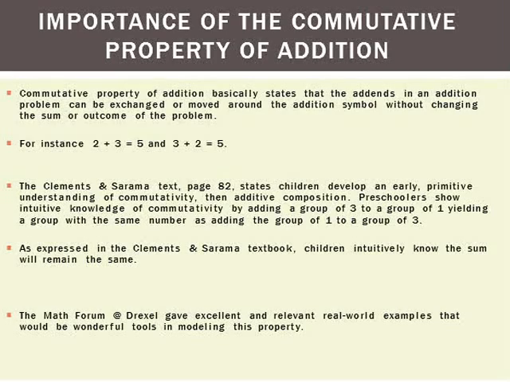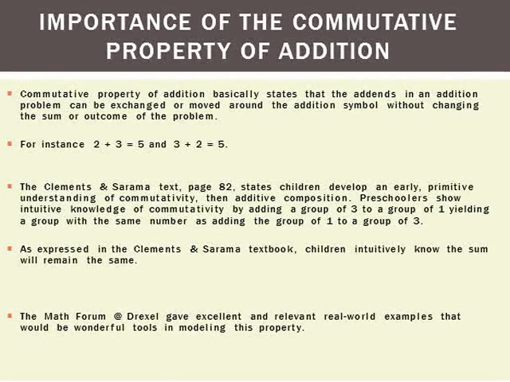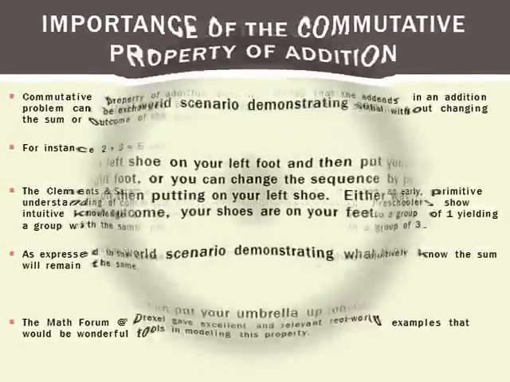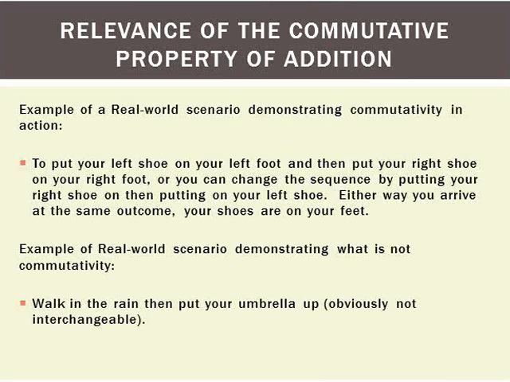The Math Forum at Drexel gave excellent and relevant real-world examples that would be wonderful tools in modeling this property. An example of a real-world scenario demonstrating commutativity in action is to put your left shoe on your left foot and then put your right shoe on your right foot. Or you can change the sequence by putting your right shoe on and then putting on your left shoe. Either way, you arrive at the same outcome. Your shoes are on your feet.